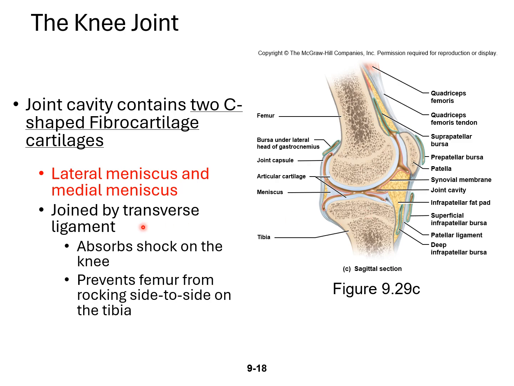It's going to be joined by a transverse ligament. We'll show that. But that's going to be absorbing shock of the knee. It prevents the femur from rocking side to side on the tibia, and these provide a nice smooth cushion for you to jump, for you to run, and for you to do all of the different things that you do every single day. And you can see there's the meniscus right there. And because this is a sagittal section, we really can't tell if it's medial or lateral.